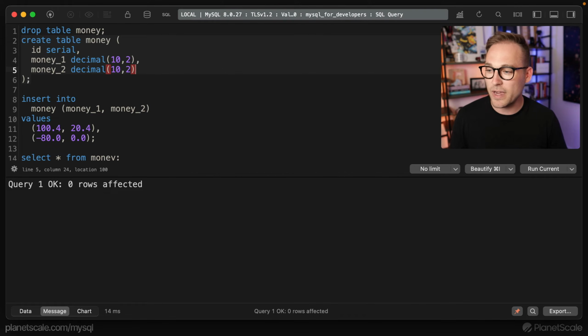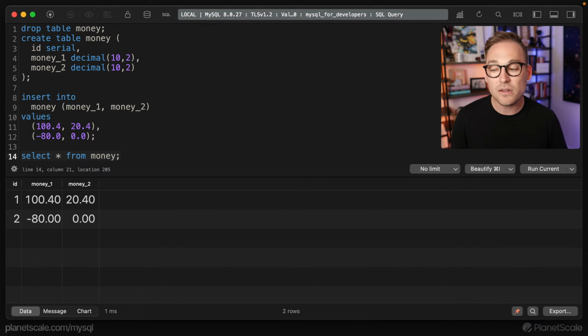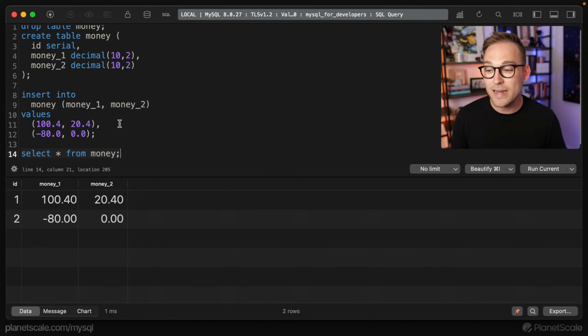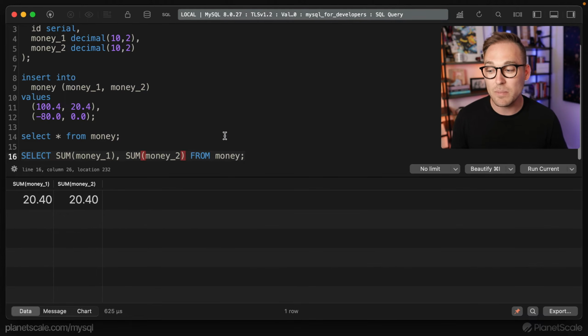And if we run that, we've got a new table now. Now we've got some values. Let's read them back. It looks like the same values as before, but you do see we have that trailing 0 on both of them because we specified that there are 2 digits after the decimal place, right? Now, if we run our sum, look at that.